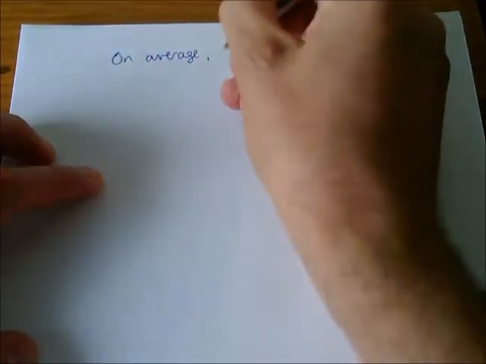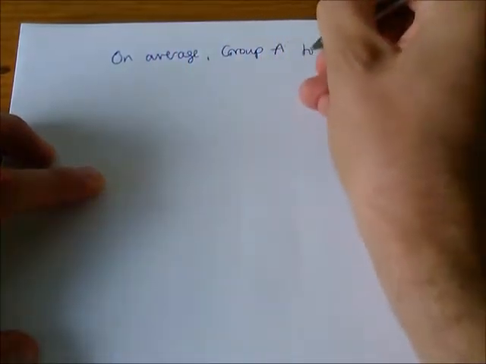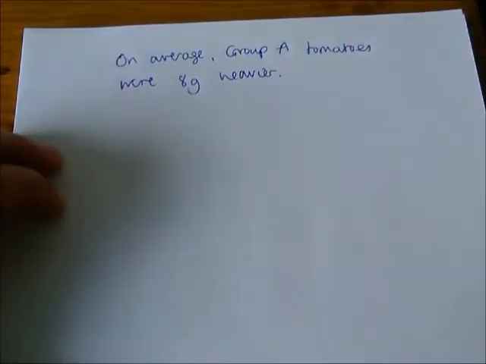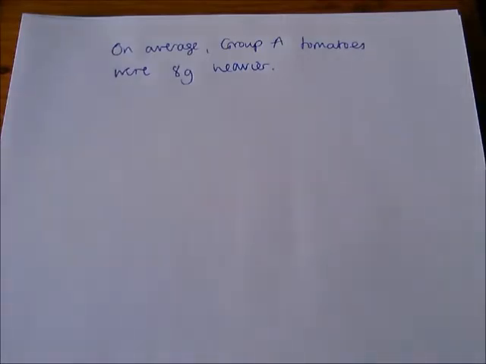Let's write that down in our comparison. So on average, group A tomatoes were 8 grams heavier. That's a good starting sentence for my comparison, but I also want to give a measure of spread. This is what mathematicians call the interquartile range, or the range. They're measures of spread because they tell you how spread out or how varied the data is.